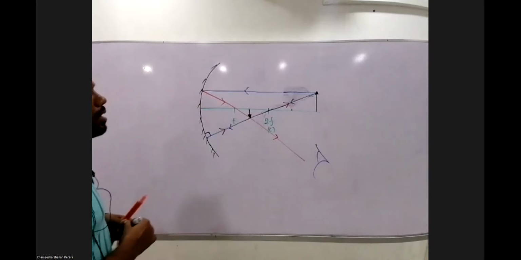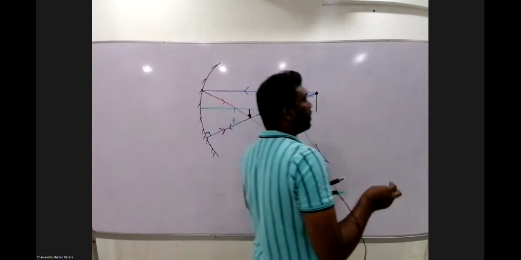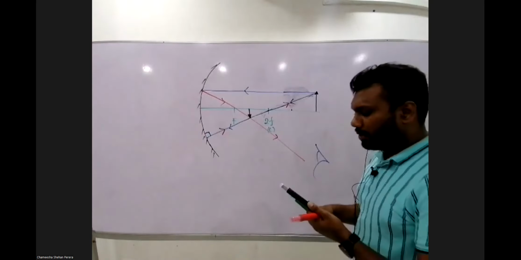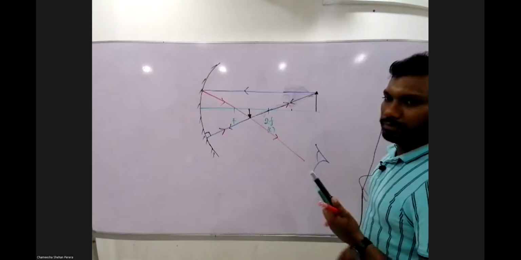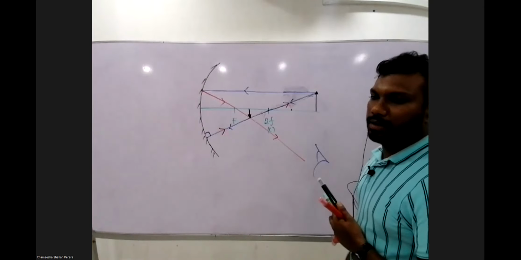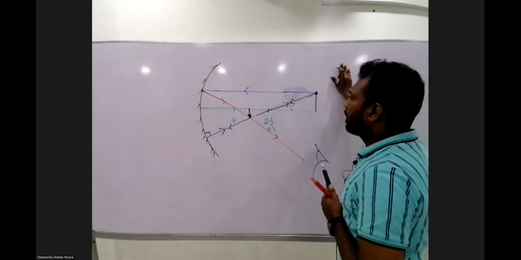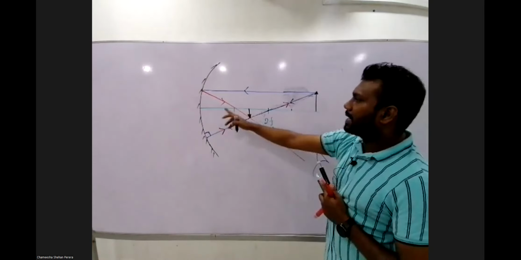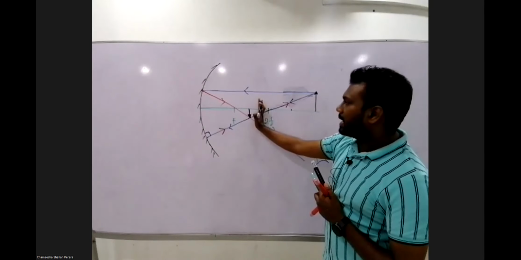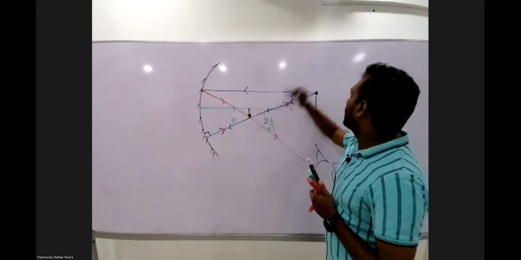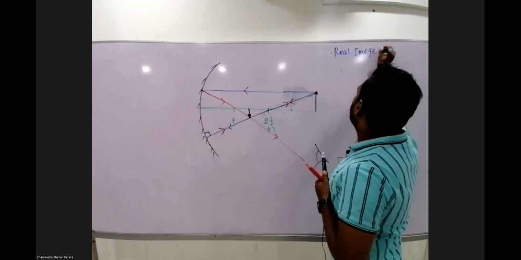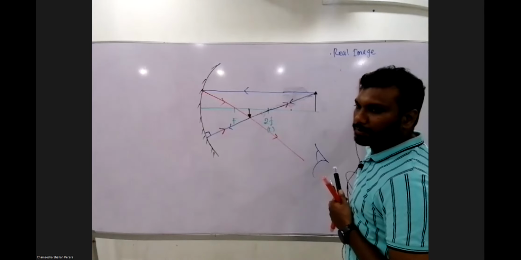Okay. Now Upeka, can you tell me about the image? Is it a real image or a virtual image? What do you think? Real or virtual? Real. Real, because it can be projected on a screen, right? If you take a screen in front of the mirror like this, the image would get focused on the screen. It's a real image, true. Real image, okay.